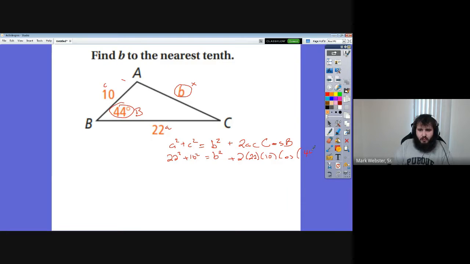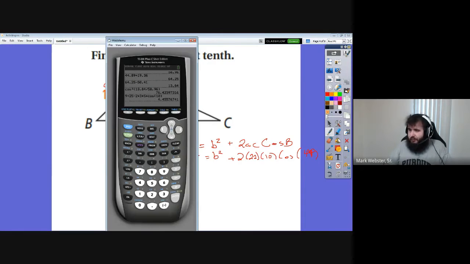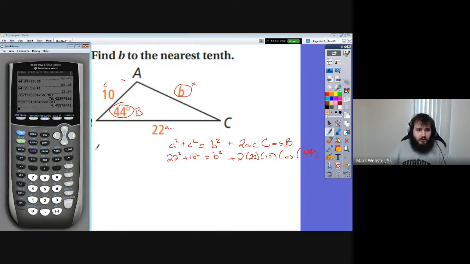Remember that the angle is the only thing that's allowed on the inside of the cosine. Nothing else goes there. I don't care what you have or what you think you have. If it's an angle, it's allowed. If it's not an angle, it ain't allowed. So what do I do here? This is a lot of work. Well, luckily, the calculator is all ready to go for us.